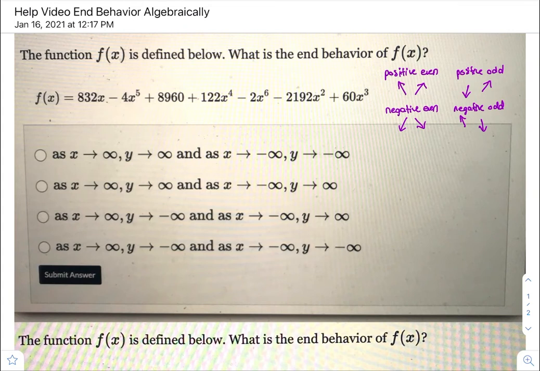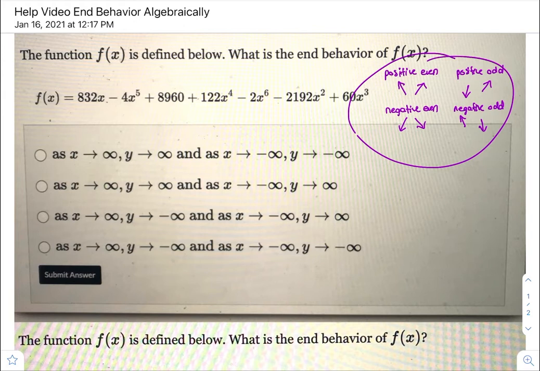Help video on end behavior algebraically. So we have to find the end behavior depending on what function is given to us. So the function f of x is defined below. What is the end behavior of f of x? Now it's important to know these, you guys.